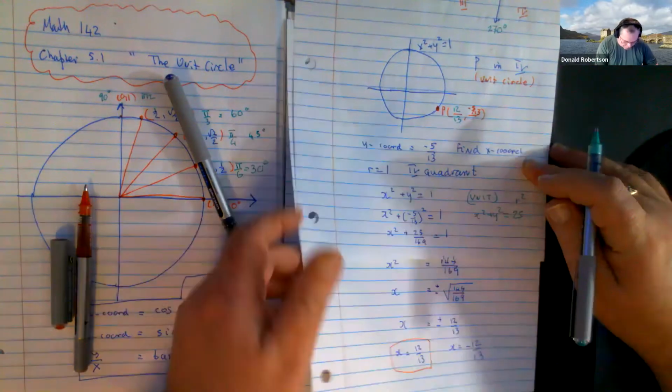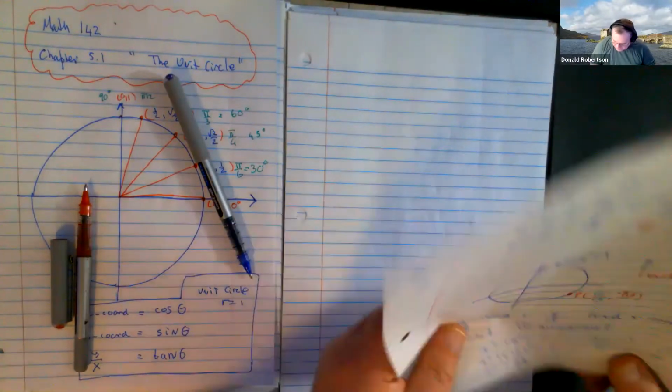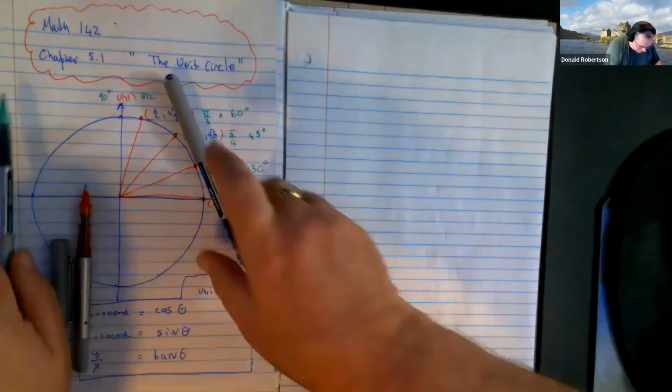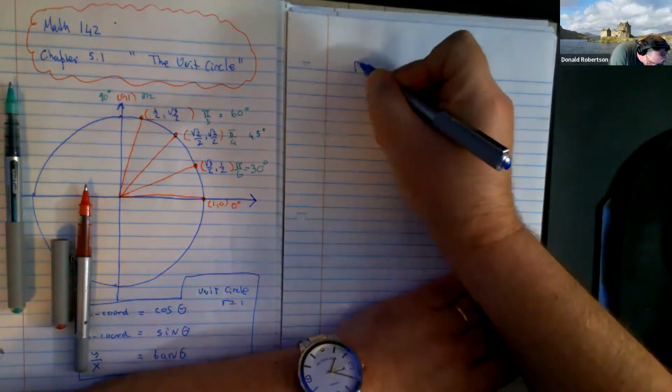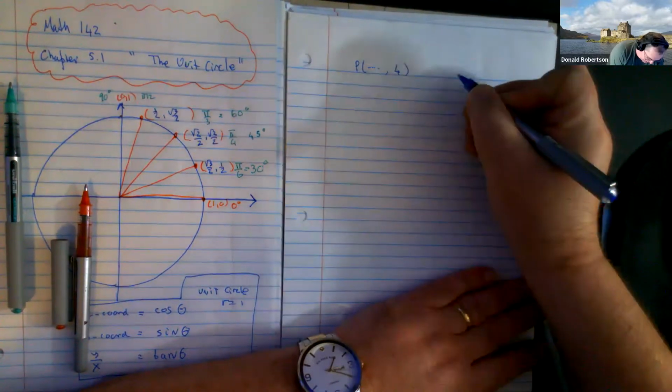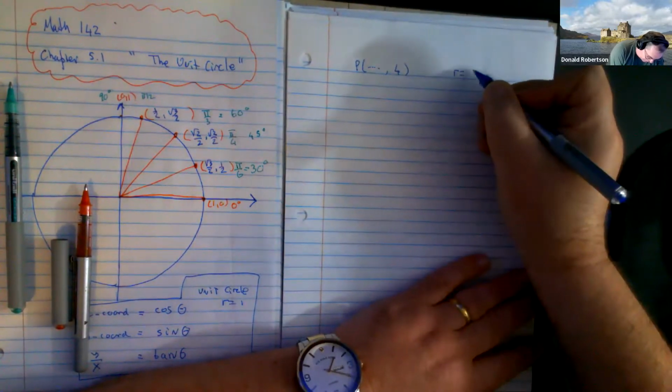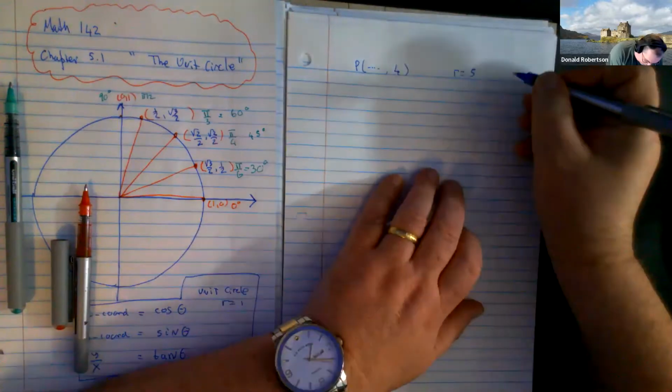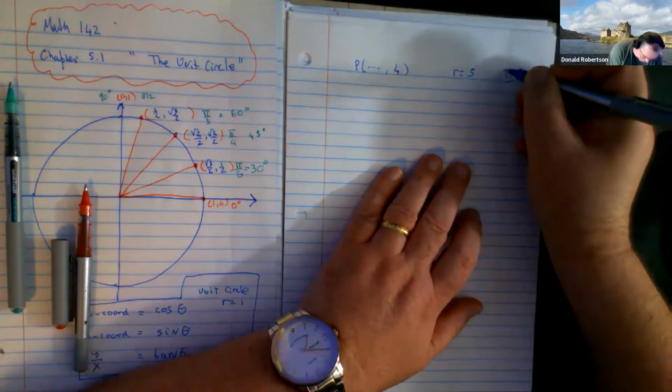I'll make up a question where that is actually part of the puzzle. Suppose I tell you I have a point whose coordinates are, I don't know who you are, comma 4, and it's on a circle of radius 5, and that it's in the second quadrant, right?